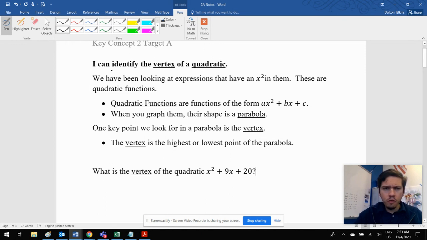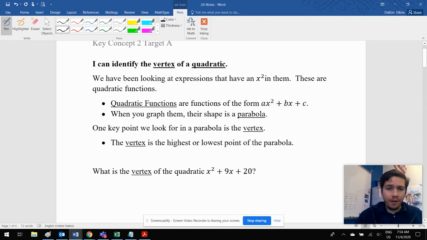So we've been looking at expressions that have an x squared in them. You should recognize that x to the power 2. These are what's known as quadratic functions. Quadratic functions are functions that are in the form ax to the power 2 plus bx plus c. These shouldn't look new. This is pretty much like all the stuff that we've been doing with factoring, with adding and subtracting different polynomials. They all kind of look like this format where a, b, and c are just any numbers that you can think of.